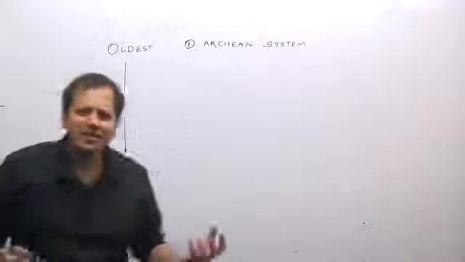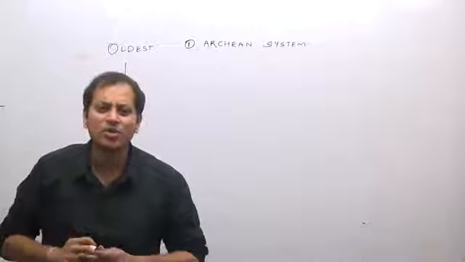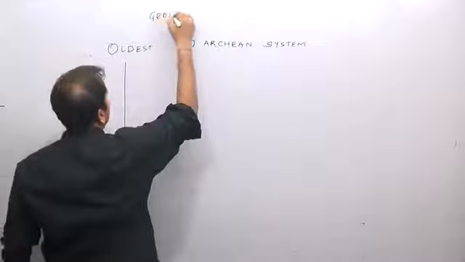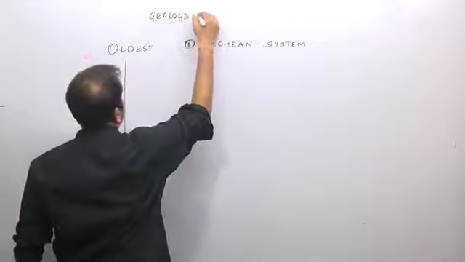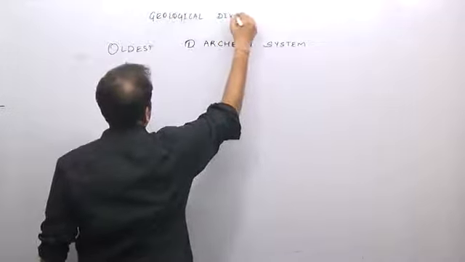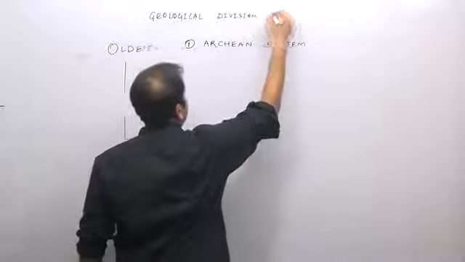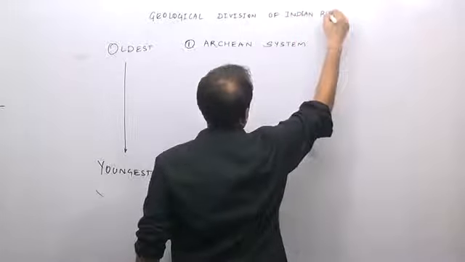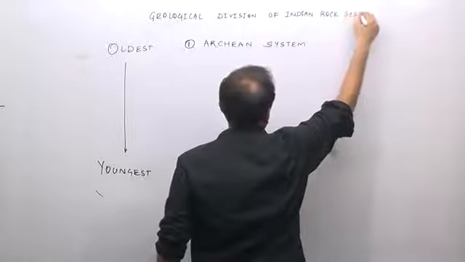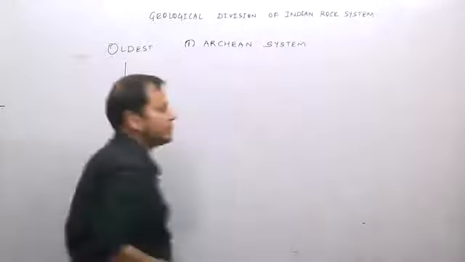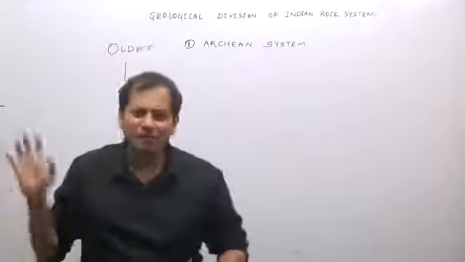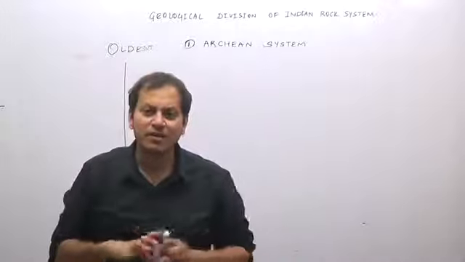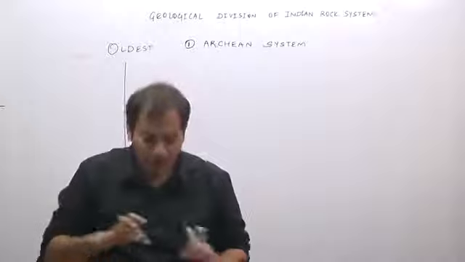The word Archaic itself means old. So the Archean system is the oldest rock system in India. That means we are doing the geological division of the Indian rock system. Before that, the map I showed you was just to give an interrelation for your understanding of entire Indian geography. So the Archean rock system.